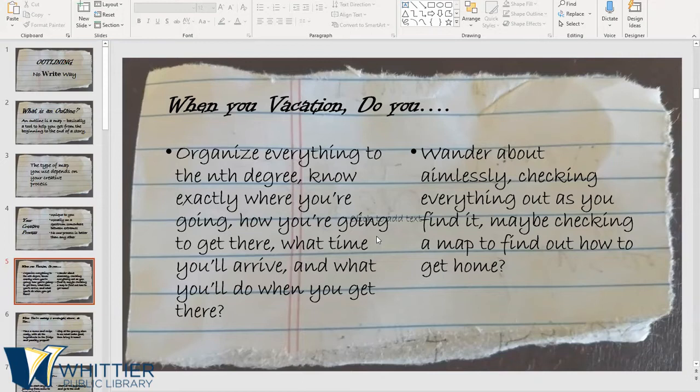When you're on vacation, do you organize everything to the nth degree, know exactly where you're going, how you're going to get there, what time you'll arrive, and what you're going to do when you get there? Or do you kind of wander aimlessly around, checking everything as you find it, maybe checking a map to figure out how to get home, okay?